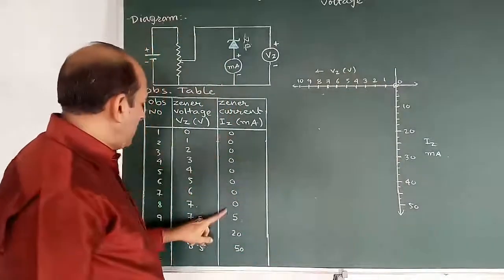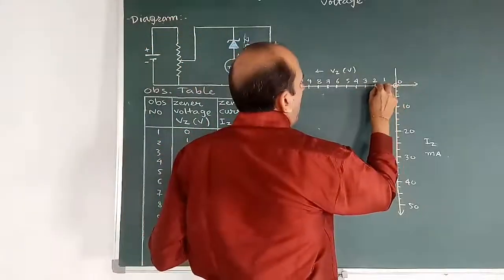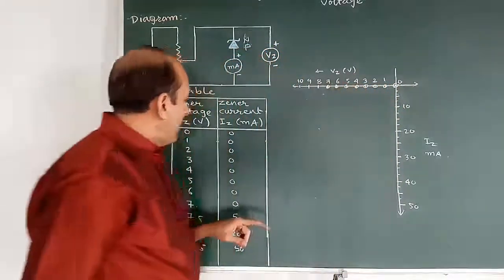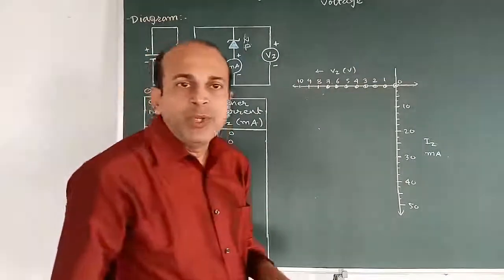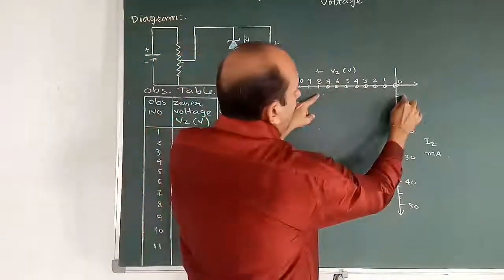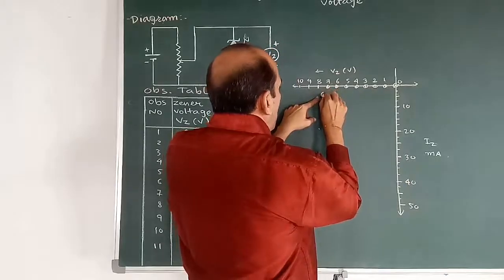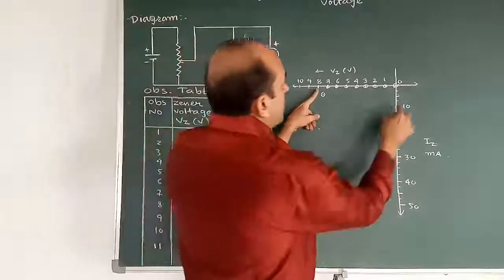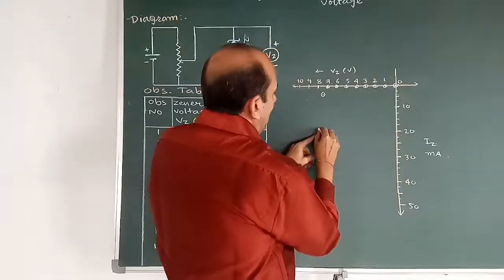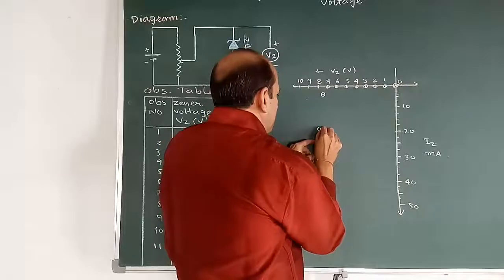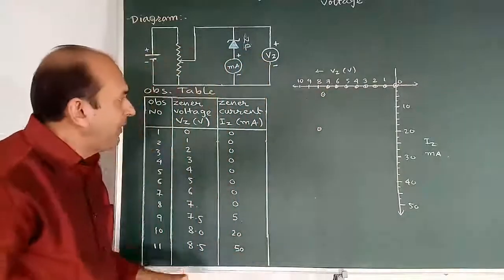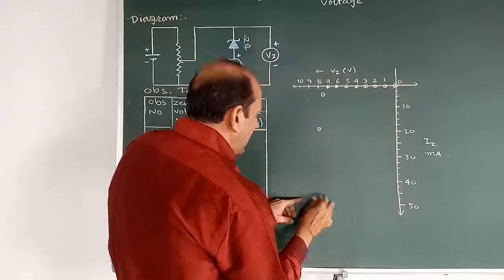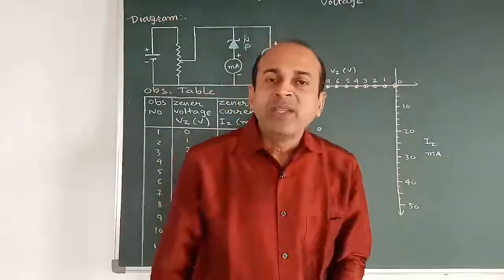From 0 up to 7 the current is 0, so 0, again 0, 0, 0, 0, 0. But at 7.5 volts the current was 5, so this is the corresponding point. For 8 volts the reading was 20, so this is 8 and 20. Let me plot the point here. And for 8.5, it is 8.5 and 50. This is the corresponding point. Join the points and draw a curve.